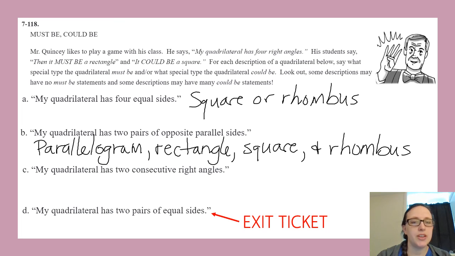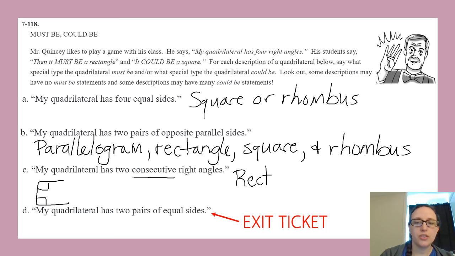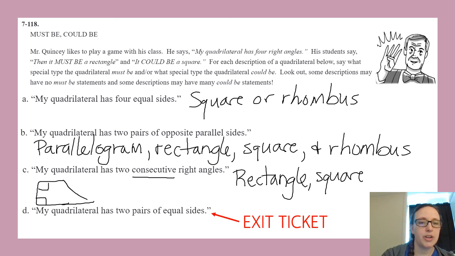So then in part C, my quadrilateral has two consecutive right angles. Consecutive just means that they're right next to each other, so it could look something like this. So obviously it could be a rectangle or square that would fit the description. I could also draw a shape, kind of extend that bottom out. Kind of looks like a trapezoid. So that trapezoid is called a right trapezoid when it has right angles.